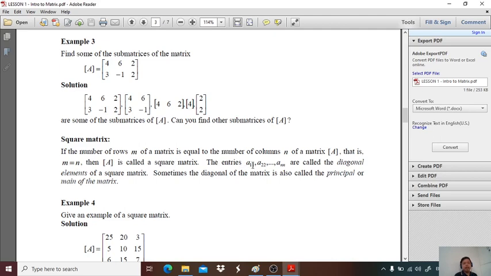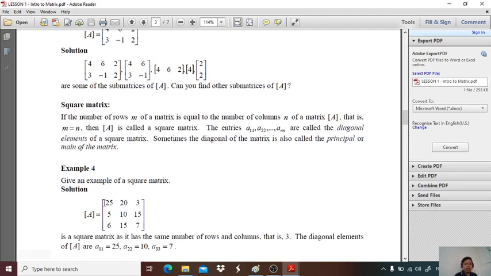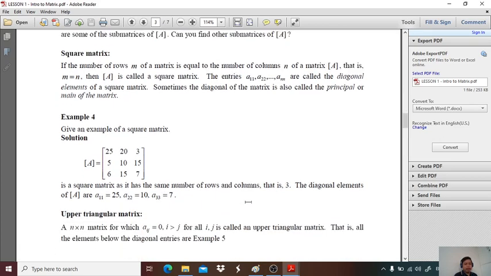The entries A11, A22, meaning first row, first column, second row, second column, and so on, are called the diagonal elements. So this part of the matrix, like 25, 10, and 7, is the diagonal elements, or diagonal entries, or principal or main diagonal of the matrix. So we have A11, A22, and A33, and this is a 3 by 3 square matrix.